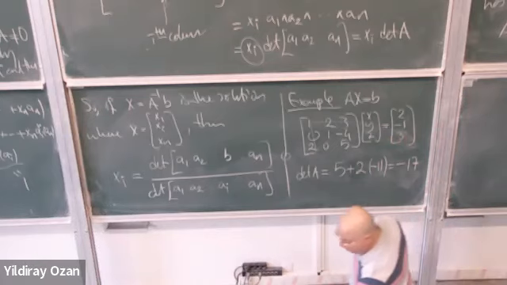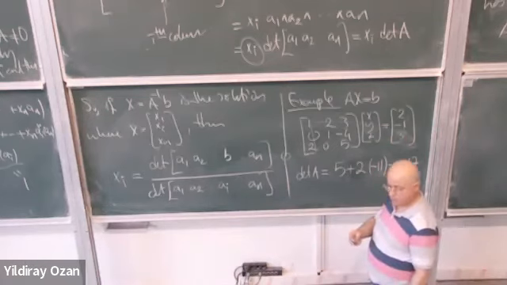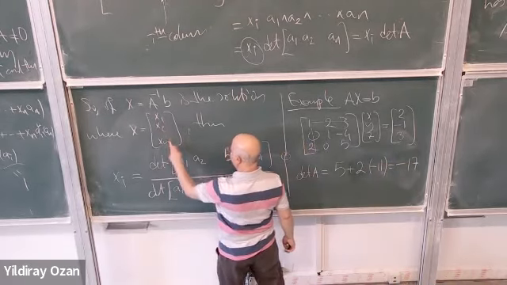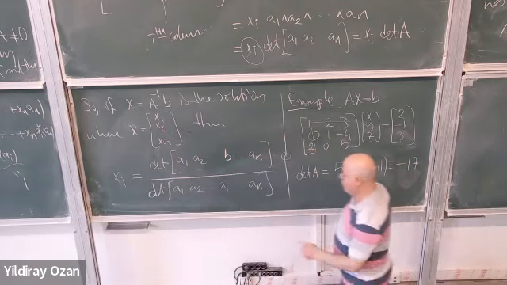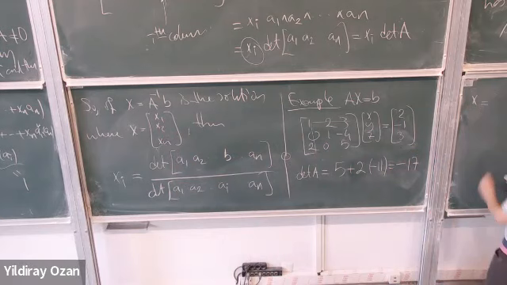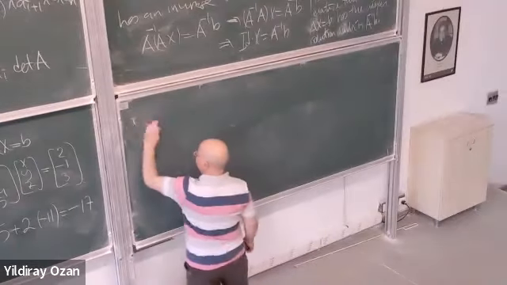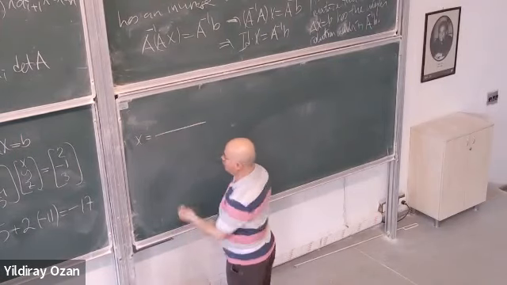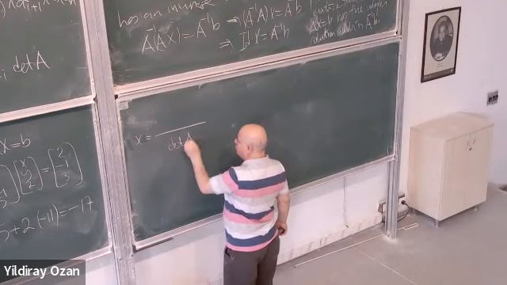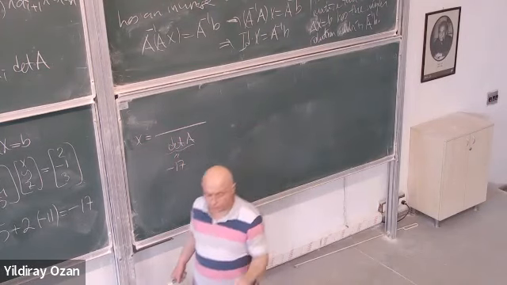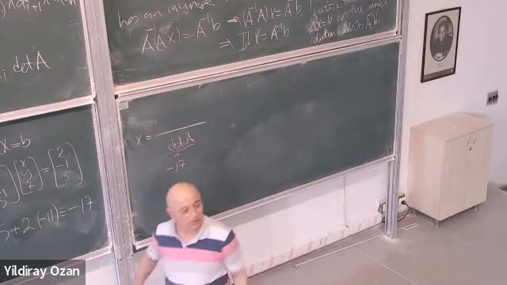So according to Cramer's rule, my variables are x1, x2, x3. So x is just x1. So x is just what? Well, here I have determinant of A. That determinant of A is just minus 17. We already computed that.